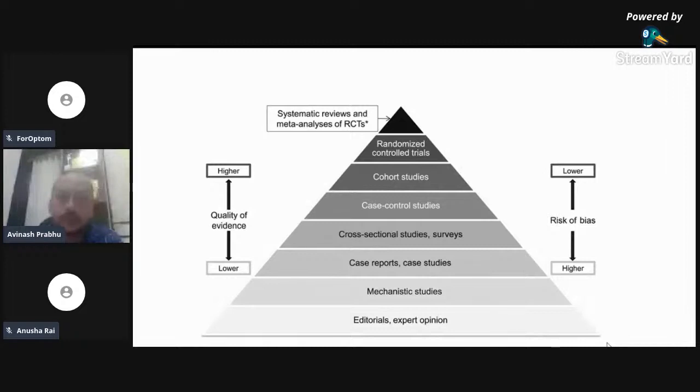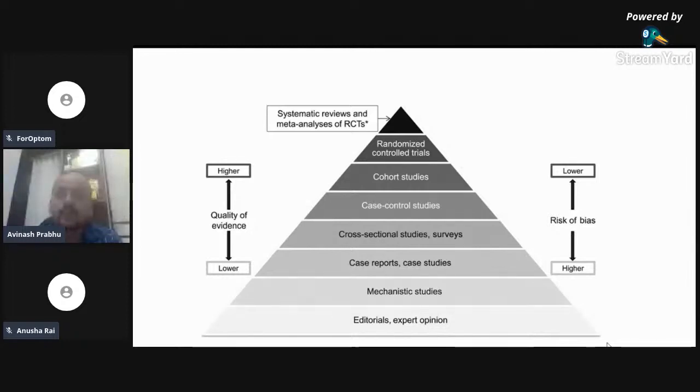But as you come down towards case control or cross-sectional, case series, case reports, or editorials or expert opinion, the evidence is lower, right? On the right hand side, there is risk of bias. So if it is an RCT, or if it is towards the apex of the pyramid, then the risk of bias is less.